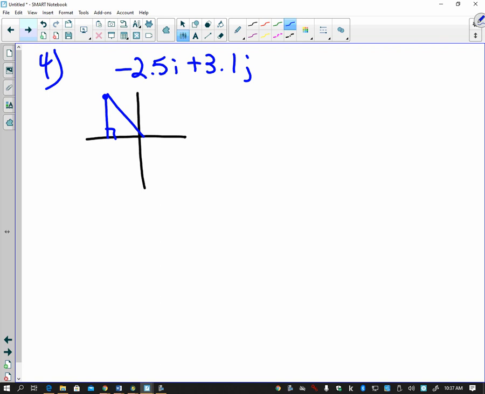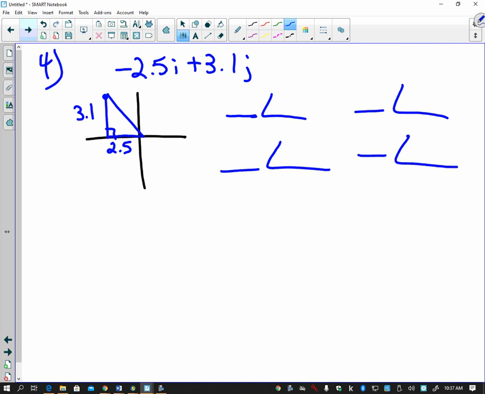Okay. All right, what is this measurement right here? All right, we're going to refer to it as 2.5. That's going to be fine. 3.1 goes here, right? Okay. Now, how many polar coordinates are we going to have? 4. Okay. How do you know? Because there's going to be 2 positive and 2 negatives.